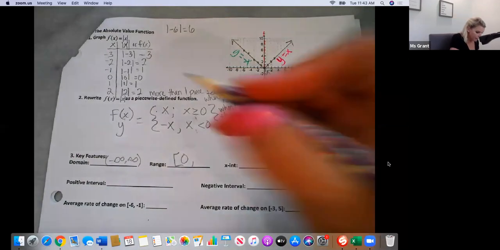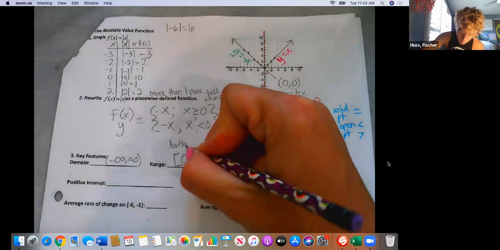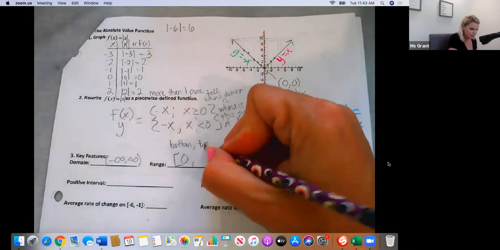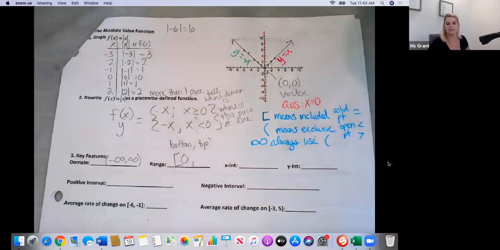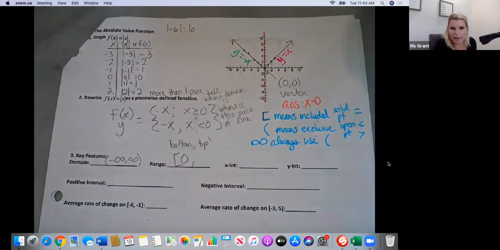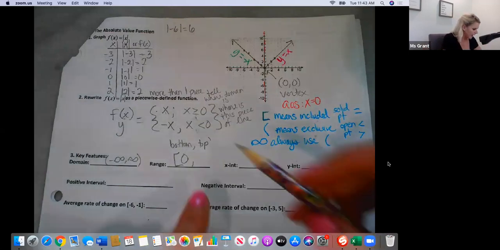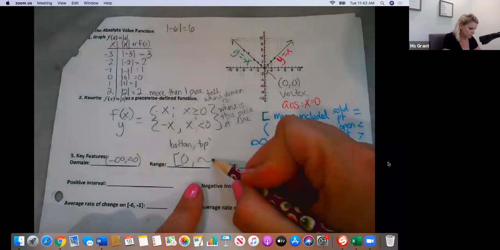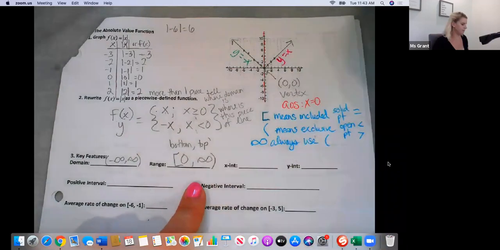Okay, remember, my bottom or my lowest point to my top, lowest to highest. That's how the parentheses work. I'm not giving you an ordered pair here. This is talking about where is my range? And it goes all the way up, forever, infinity.